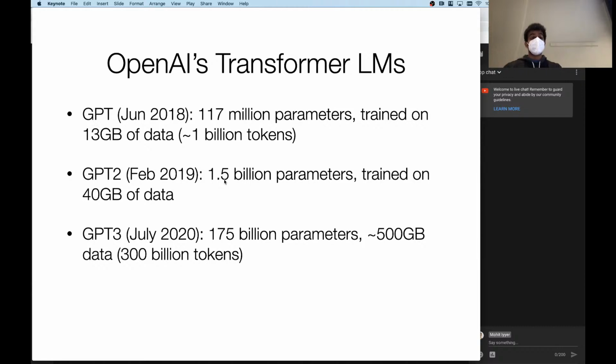It had 1.5 billion parameters and was trained on 40 gigabytes of data. And then over a year later, in 2020, GPT-3 came out, which you can see they scaled to multiple orders of magnitude: 175 billion parameters, 500 gigabytes of data. So this is 300 billion words. So 300 times the training data of GPT, which was released like 2 years earlier.